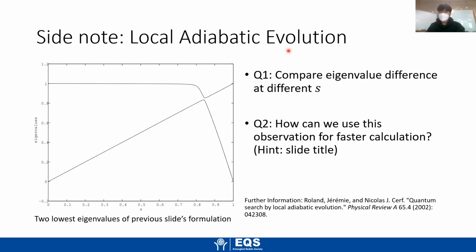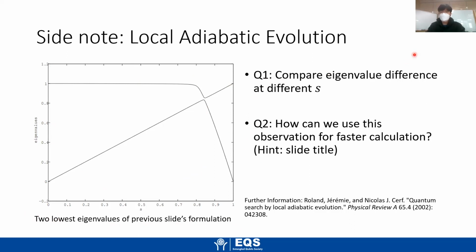And so can we actually do that with adiabatic quantum computing is the important question. It was not talked about in the paper, but as a side note, I would like to discuss this. The picture on the left shows the 2 lowest eigenvalues of the previous slide's formulation of the Grover problem. And I would like to discuss what we can observe from this picture with you guys.